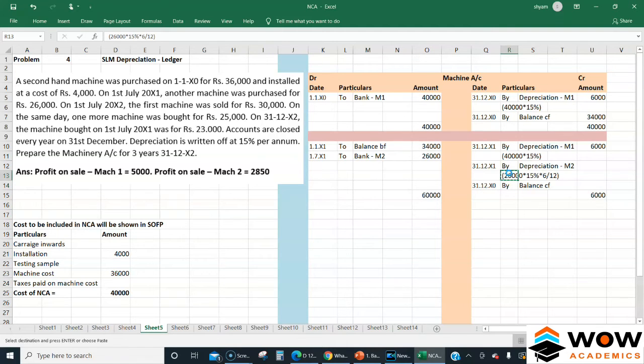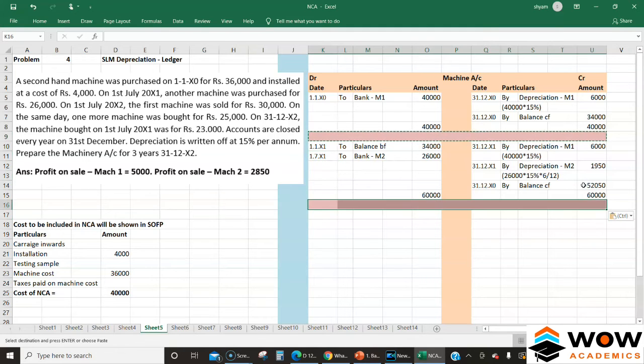We got the amount. Okay, so this is the depreciation. The total asset value is 60,000, minus the depreciation fully provided, which is 7,950. The balance is the carrying value. So we can simply take this line and close the accounts.